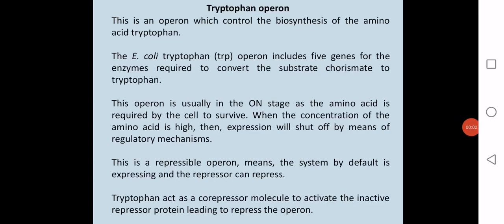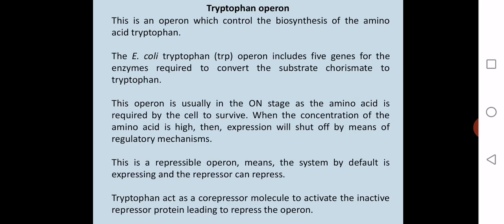The second representative example for understanding the operon is the tryptophan operon. This operon controls the biosynthesis of the amino acid tryptophan. In short, it is called the trp operon, and it usually includes 5 different structural genes required for the conversion of the substrate chorismate to tryptophan. And usually this operon is an example of a repressible operon.